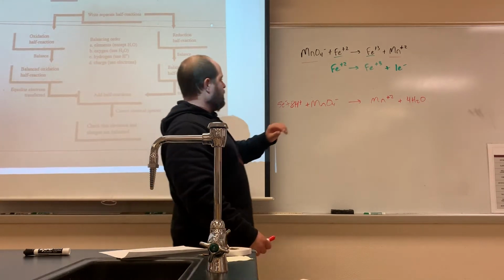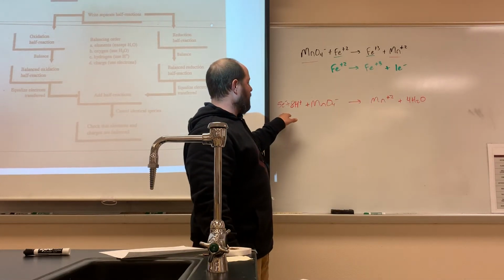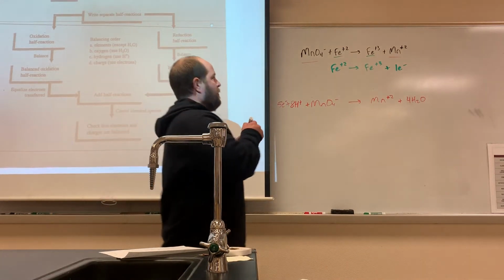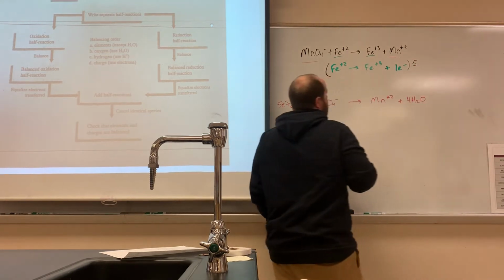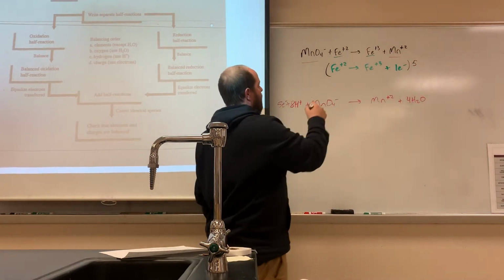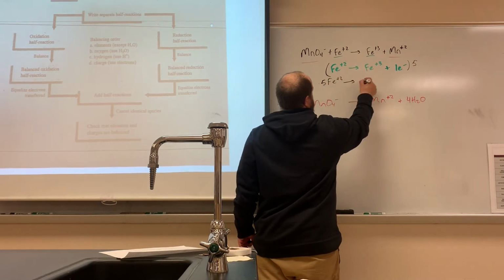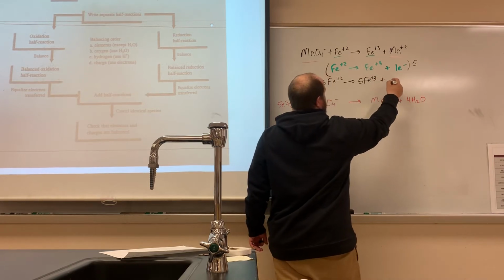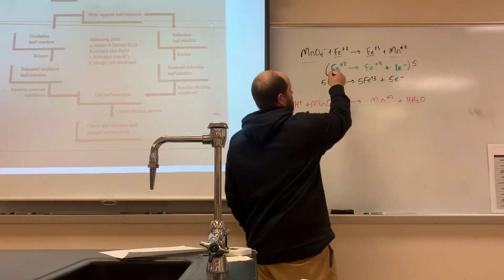So over here I have 1 electron that's being transferred, and over here I got 5. But we have to balance that out, so here's what we're gonna do. We're gonna multiply this guy by 5, and it's multiply the whole thing by 5. So now I'll have 5 irons goes to 5 of these plus 5 electrons, okay?